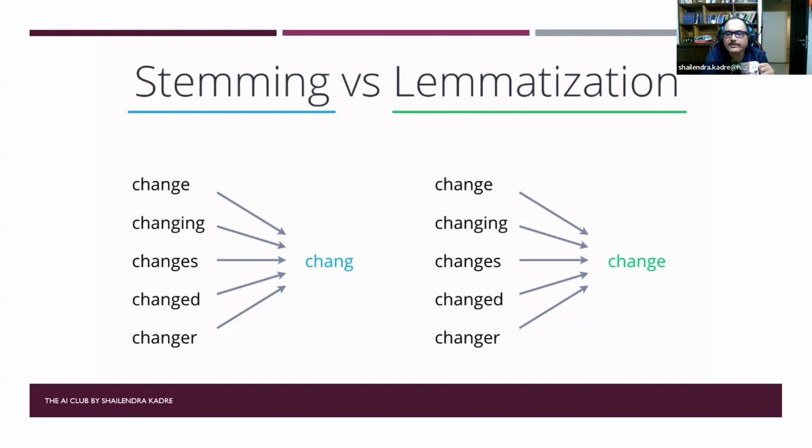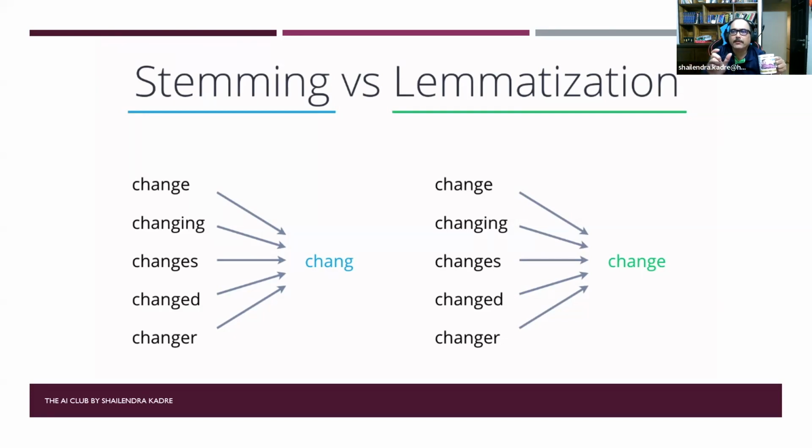But if we are interested in proper analysis, not only do we change the suffix, but we bother to keep the meaning, the proper root word in English. We bother that after transformation, after normalization, the word comes into proper form. So change, changing, changes, changed, and changer are properly changed into a proper English root word, which is called change. Change definitely has a meaning in English. So lemmatization will do a proper job.